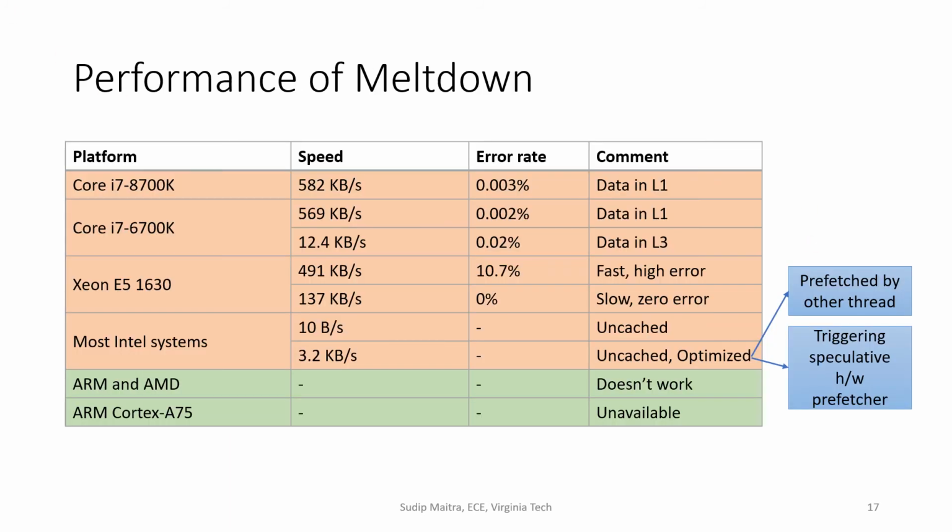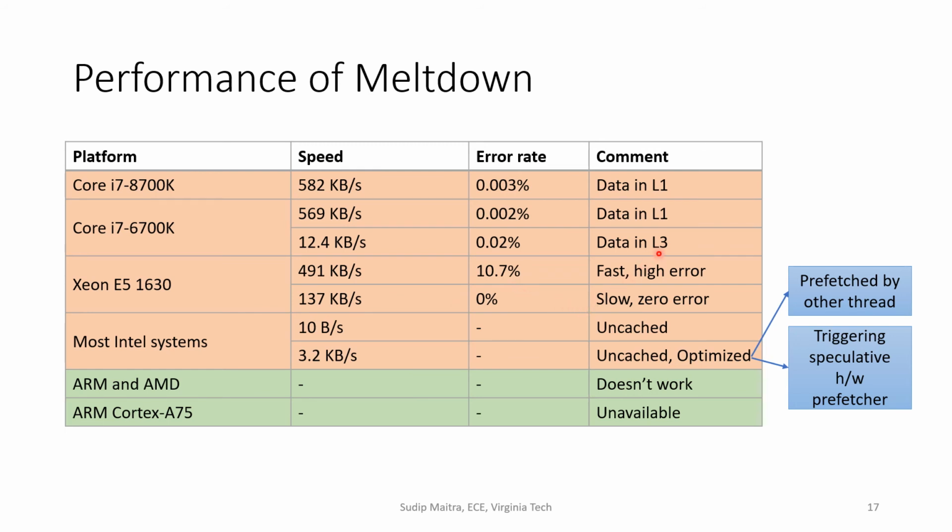Let's see how fast you can read kernel data with Meltdown. Well, in most cases, if your data is in L1 cache, then you can read kernel memory at half a megabyte per second, which is not bad. In the case of the Xeon processor, as you can see, the error is pretty high, but if you slow down, then the error is 0.